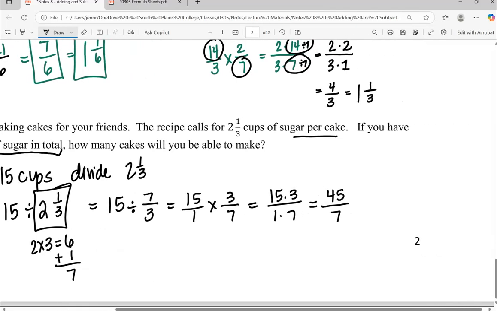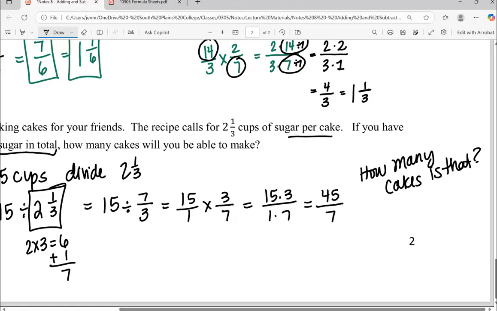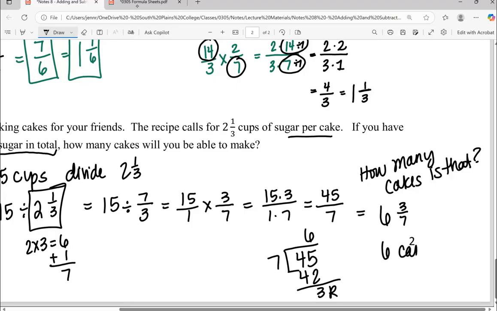Now, typically I'd say, hey, stop right there. The problem is, how many cakes is that? In order to find out how many whole cakes I can make, we need to change this into that mixed number. So 45 divided by 7, I can go in 6 times, because 6 times 7 is 42 with 3 left over. So I can make 6 whole cakes and have 3/7 left. I can make 6 cakes.